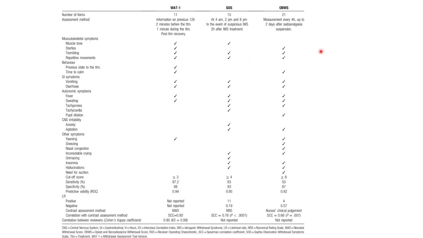With how it is done, for the WAT-1 score, the scoring is done 2 minutes before the treatment, 1 minute before the treatment. It used to be done every 12 hourly. And for Sophia observation withdrawal, you need 4 a.m., 2 p.m., 8 p.m. monitoring. In the event of suspicious IWS, you do it 2 hours after the suggested treatment if you have given something. And the opioid observation withdrawal scale has not been validated, so we'll leave that. It has more items.